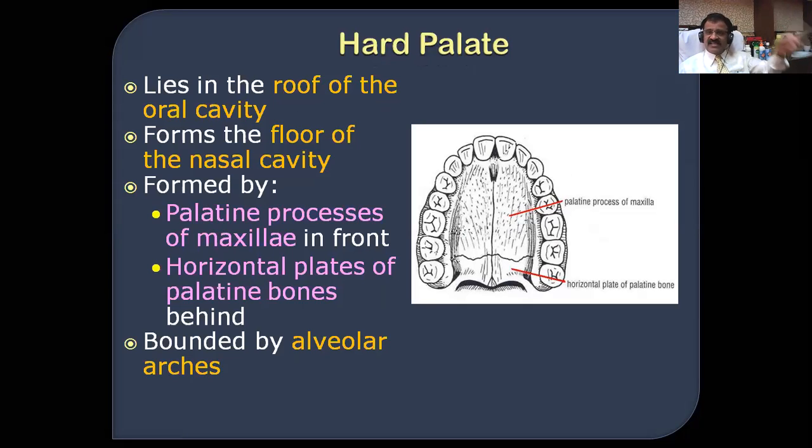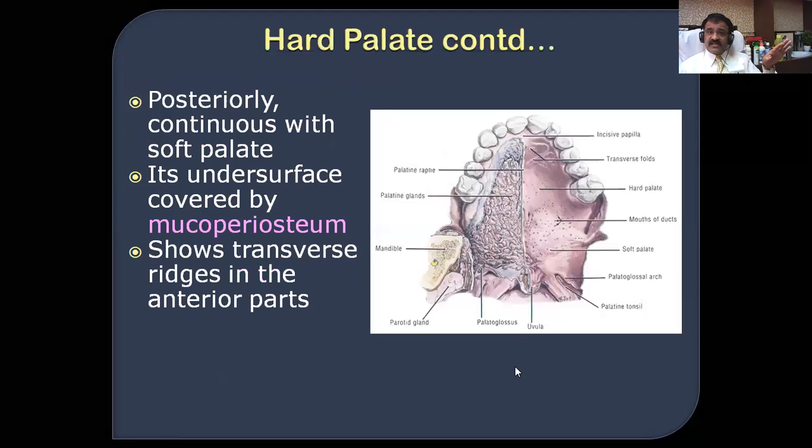So right and left maxilla in front, and horizontal plates of the palatine bones behind. So these are the palatine bones. These are independent palatine bones, whereas these are the parts of the maxillary bone. They are bounded by the alveolar arch. Now this is the upper alveolar arch, you can see, because we have a lower alveolar arch which doesn't take part in hard palate. Hard palate communicates posteriorly with the soft palate.